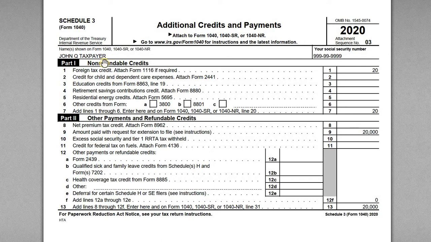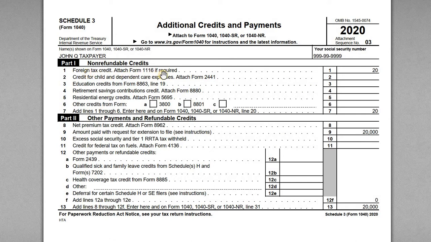Non-refundable credits are tax credits that can offset your tax liability, but they can't be refunded, in the sense that if the non-refundable credit exceeds your liability, you won't get actual cash back from the federal government. It's a dollar for dollar offset, but it can't go below zero to get you money back. So starting at the top, line 1 for the foreign tax credit, the 1116.